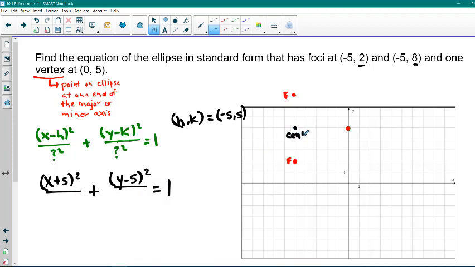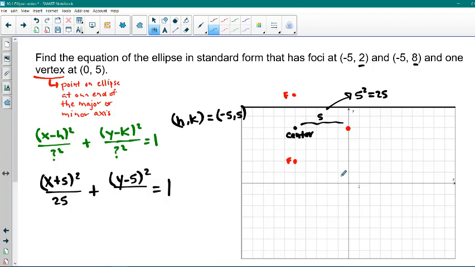Well, if this is the center and the vertex is 1, 2, 3, 4, 5 steps to the right, that's the denominator of our x part. So that should be 5 squared, which is 25, because remember, that's the number that tells us how far to the left and right to go on our ellipse. Okay, great. Now we need to know how far up and down, but we don't have either one of those endpoints. Well, we do know that it's the major axis because the foci are always on the major axis.